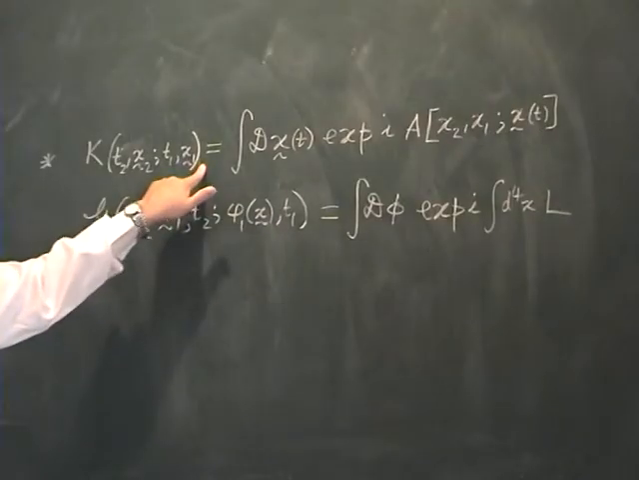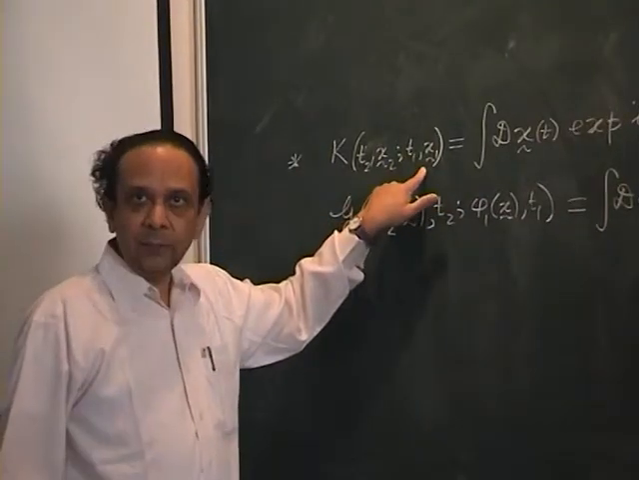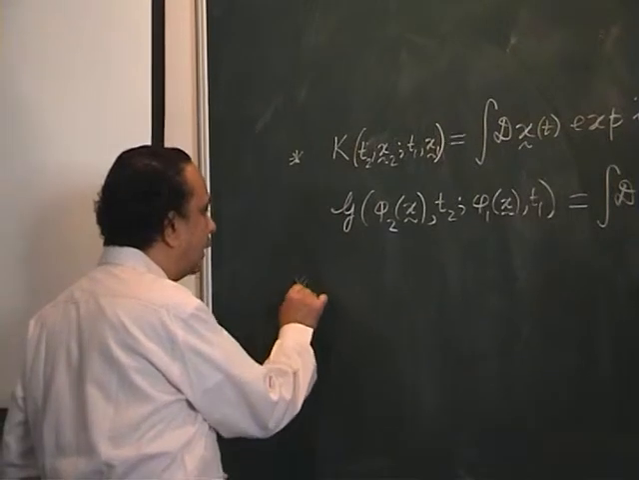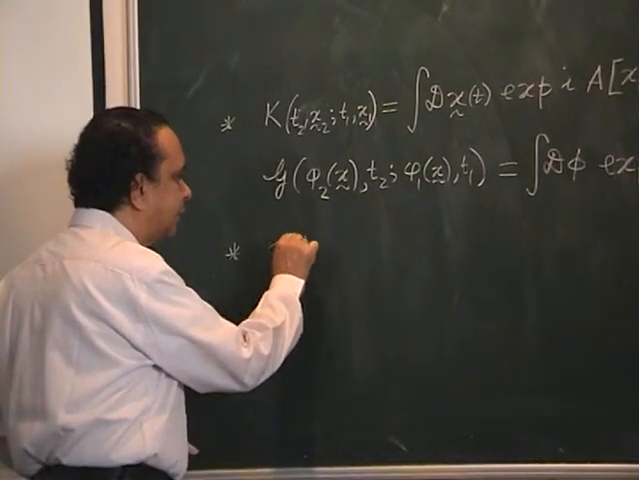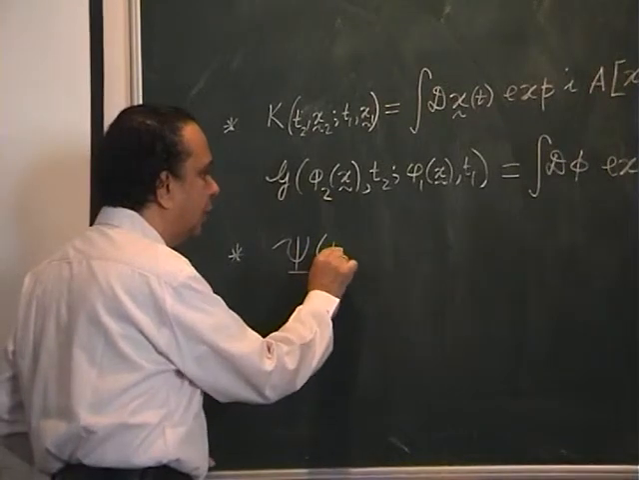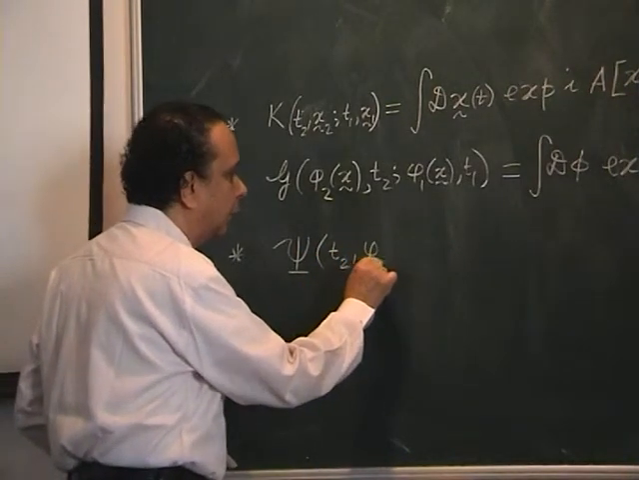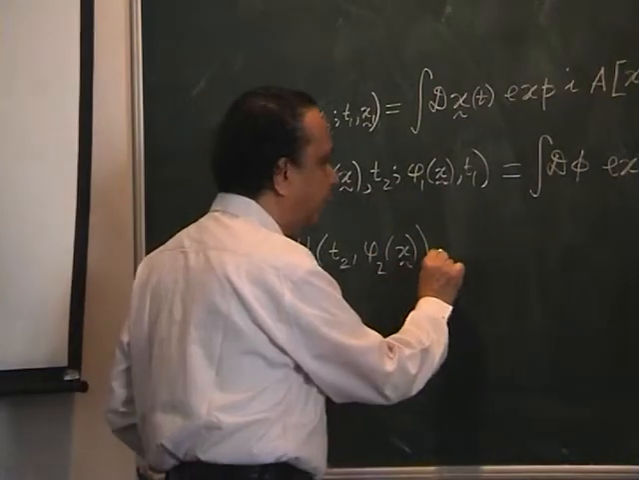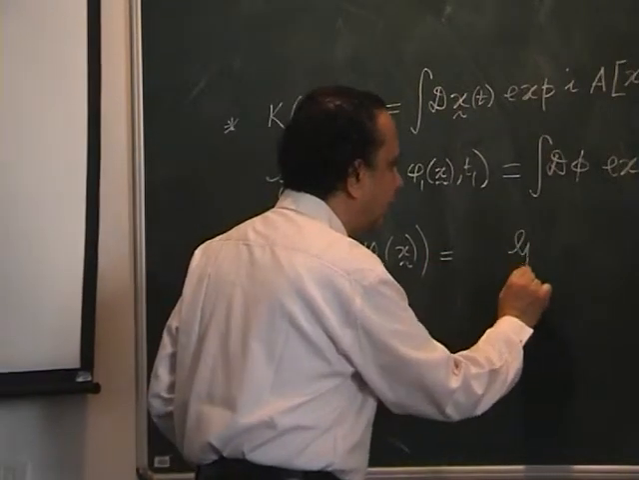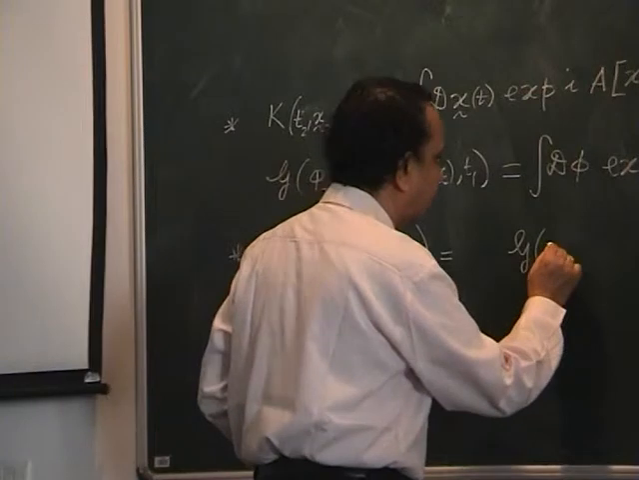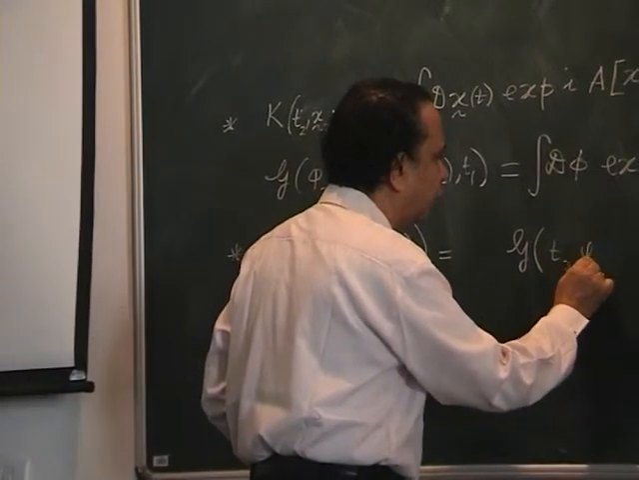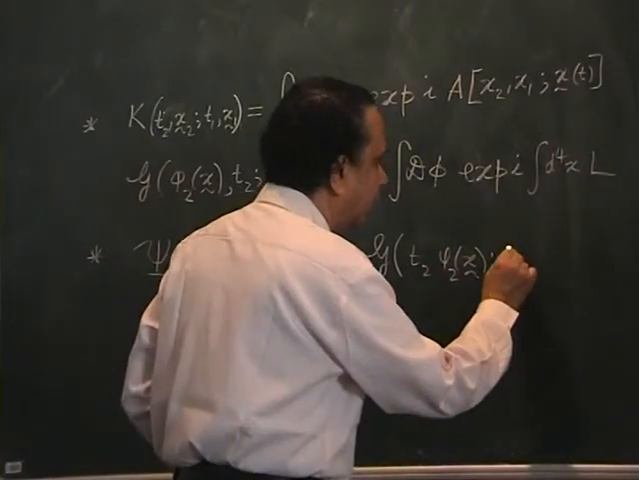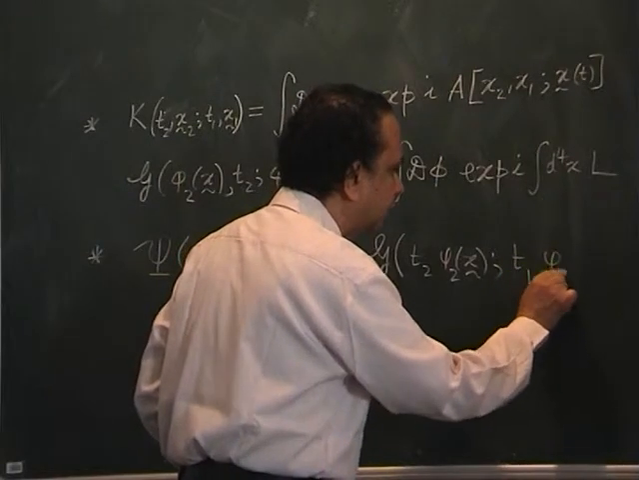quantum mechanics you can multiply this by a wave function at x1, integrate over x1 to get the wave function at x2, I could have done a wave functional at t2. The wave functional of the system at t2, in terms of a field configuration phi2 of x, would have been given by: you take the kernel, this one, t2 phi2 of x, semicolon t1 phi1 of x.